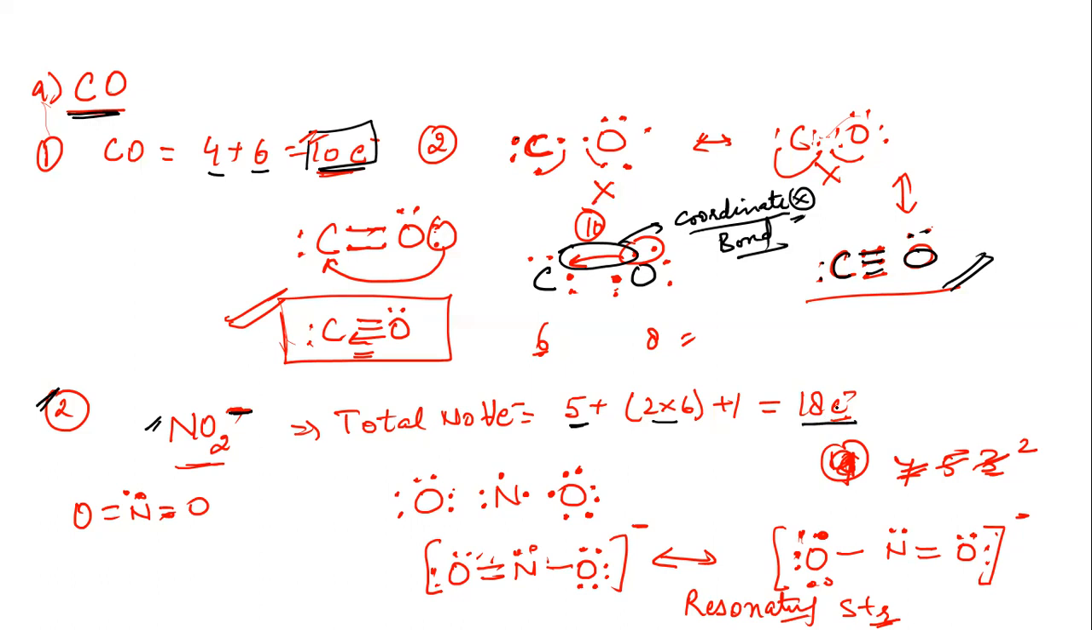So it means we now need to distribute these 18 electrons between the nitrogen and 2 oxygens. Now between the nitrogen and oxygen, which is supposed to be more electronegative?